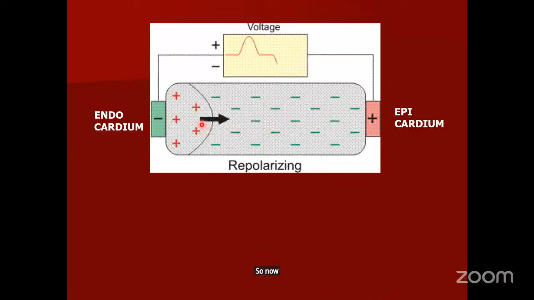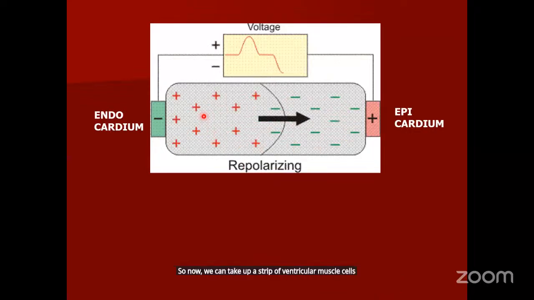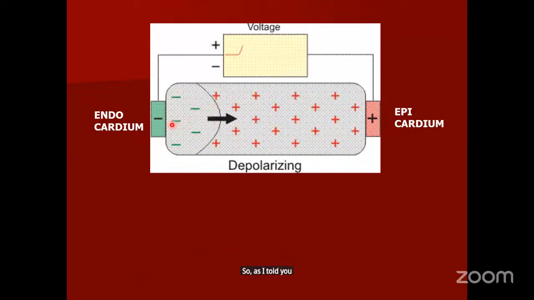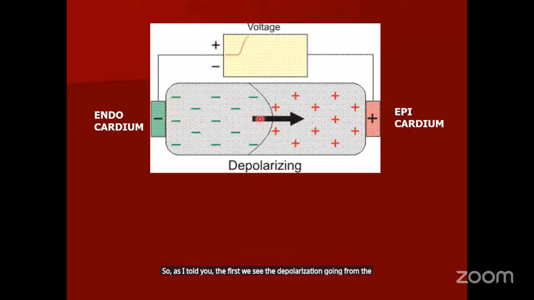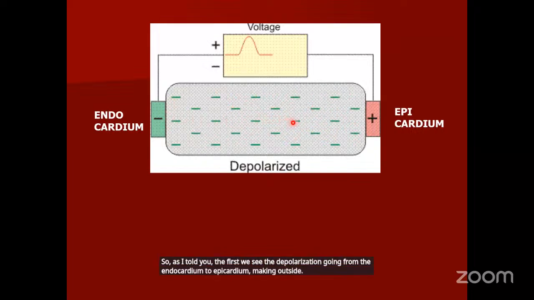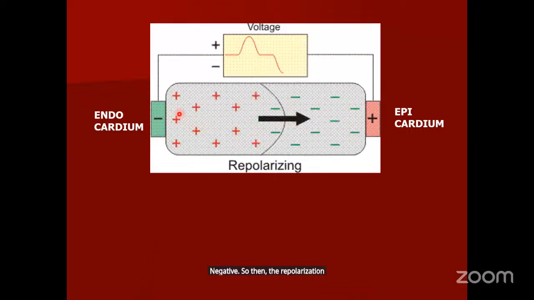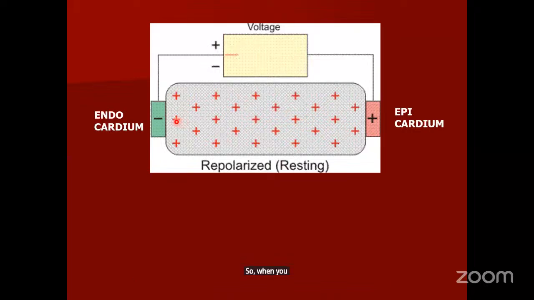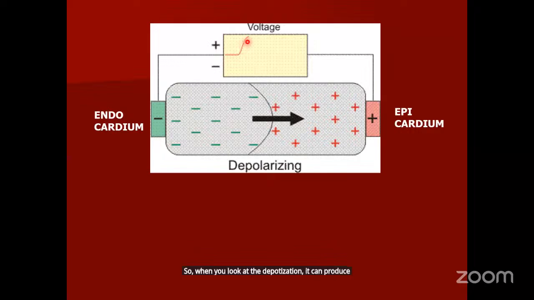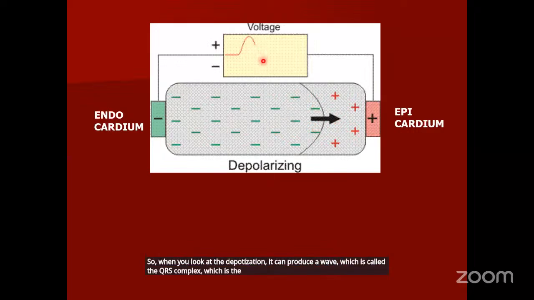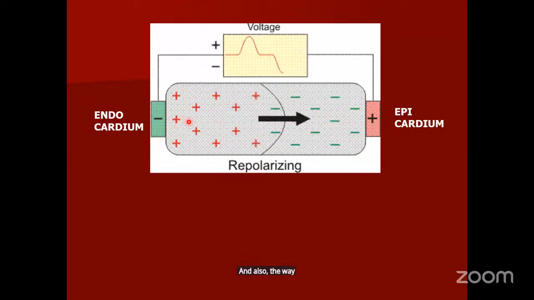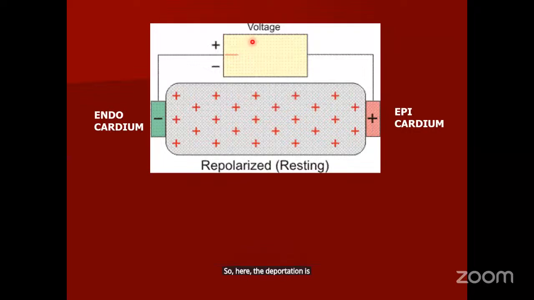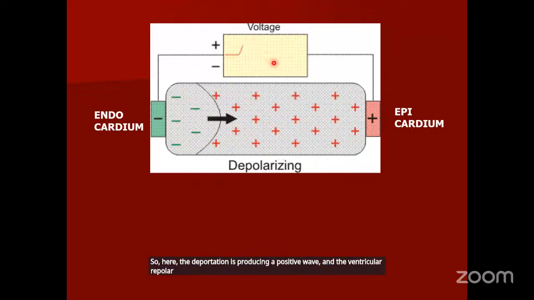So now we can see how we get this electrocardiogram pattern on our ECG paper. Let us take a strip of ventricular muscle cells. As I told you, first we see the depolarization going from the endocardium to the epicardium, making the outside negative. Then the repolarization happens, making the outside positive once again. The depolarization produces a wave called the QRS complex, the ventricular depolarization, and the wave produced by the ventricular repolarization is the T wave. Here the depolarization is producing a positive wave and the ventricular repolarization is producing a negative wave.